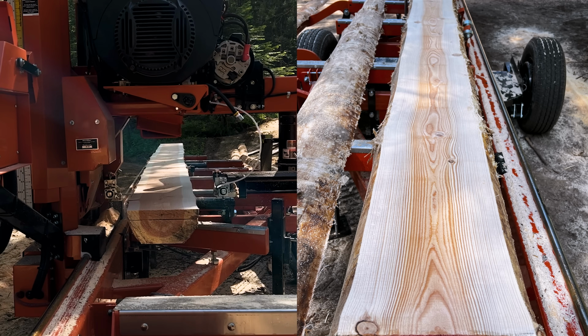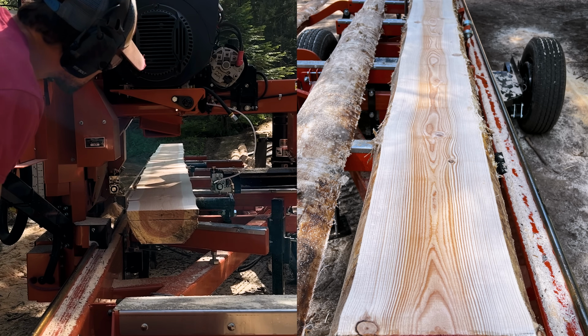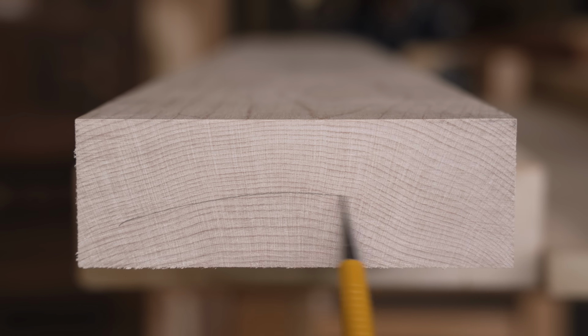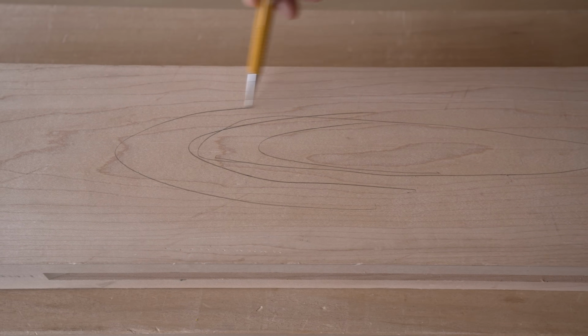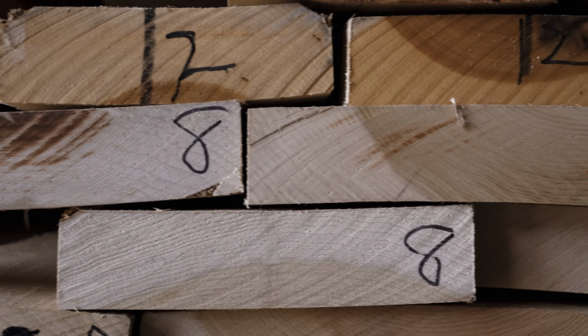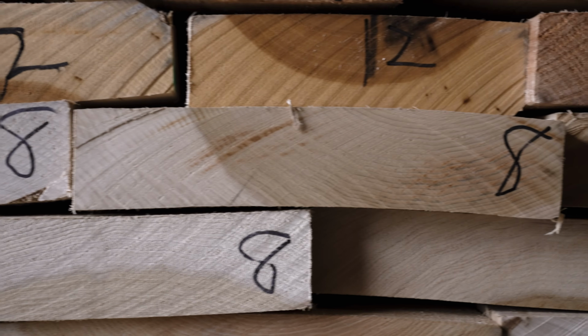When a log is cut at the mill, that decision stays with the board for the rest of its life. And there are three main types of cuts you'll find in lumber. The first is flat sawn. This creates the cathedral grain most of us recognize. It's expressive, but it tends to move more. As wood dries and releases moisture, it changes shape.